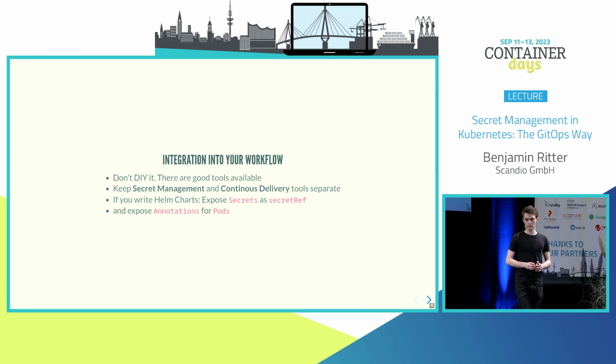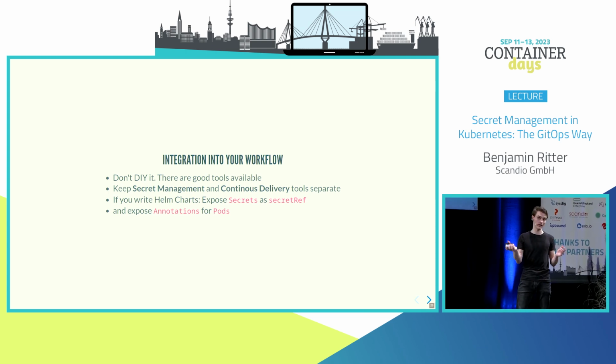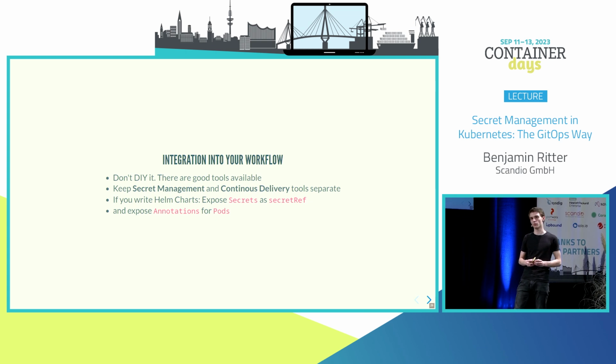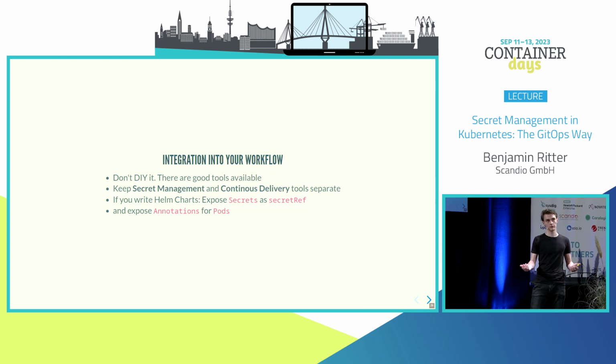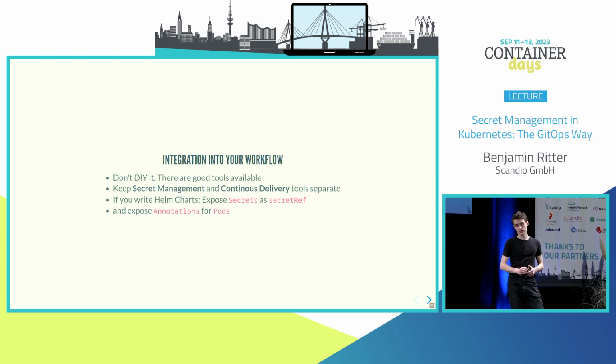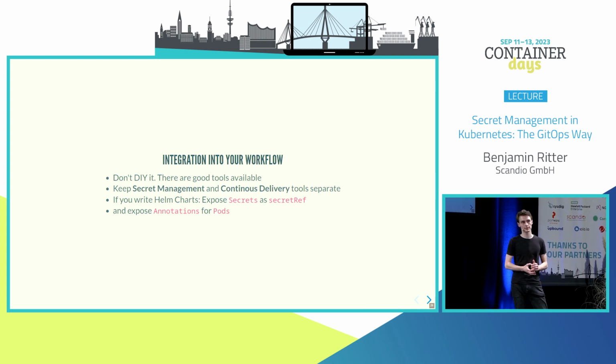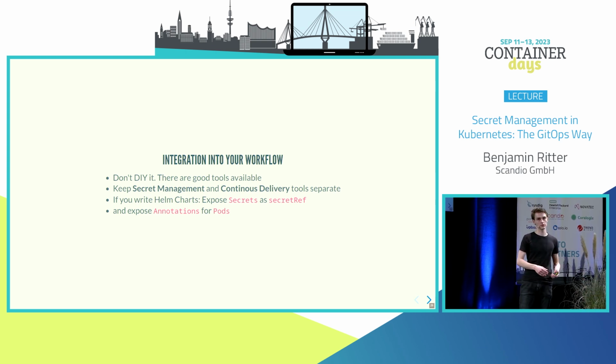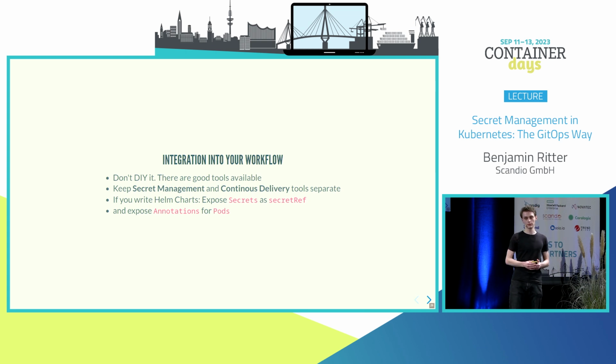Another thing, and I'm looking at Flux a little bit here for encrypted Helm secrets: you should probably keep your secret management and your continuous delivery pipeline separate in case you want to switch one or the other, because that's probably a lot more work than you want to do if you, for example, want to switch your deployment pipeline. If you're writing Helm charts and you have a product using Helm charts, expose secrets as secret references. Don't force the user to write secrets in clear text into Helm values, and expose annotations for pods, since that's used by some of the solutions to inject the secrets into your workload.